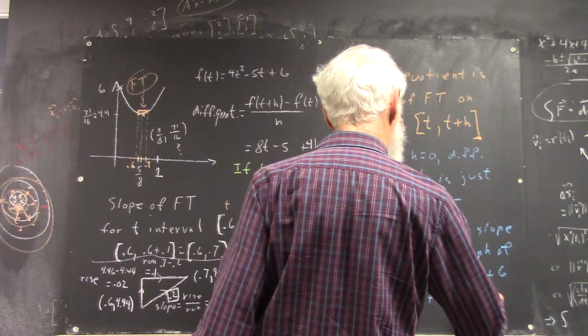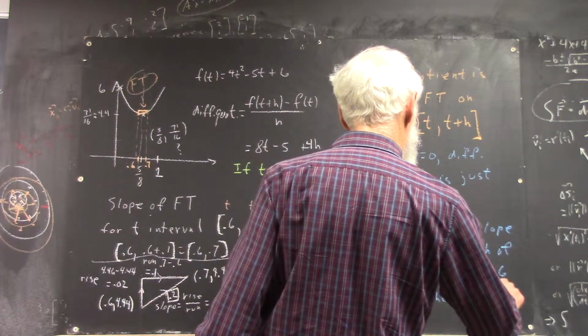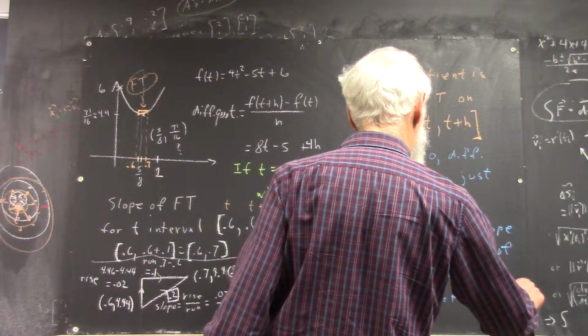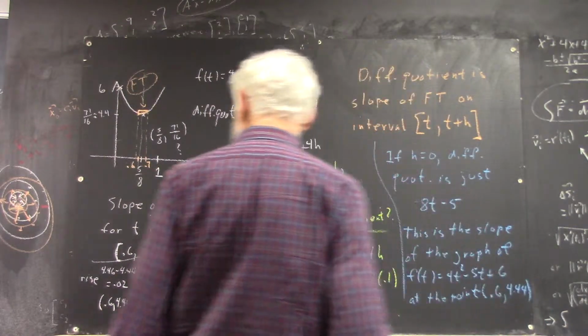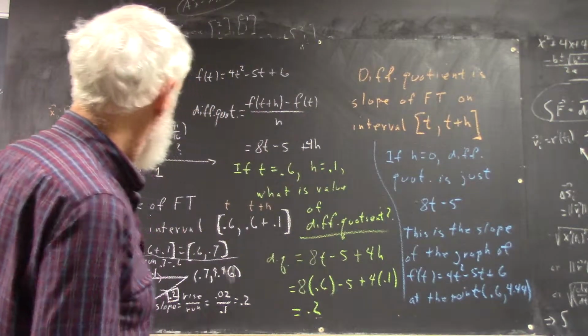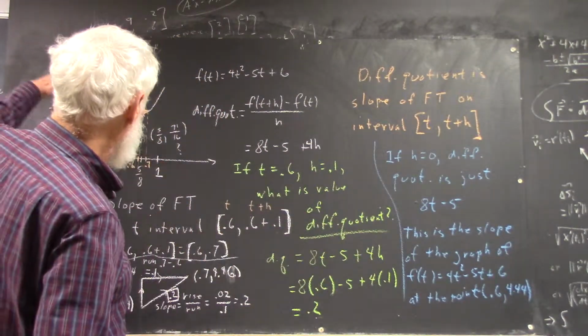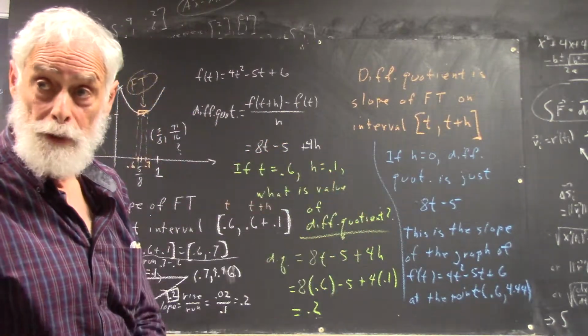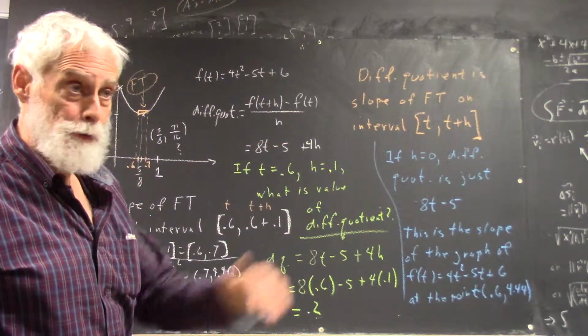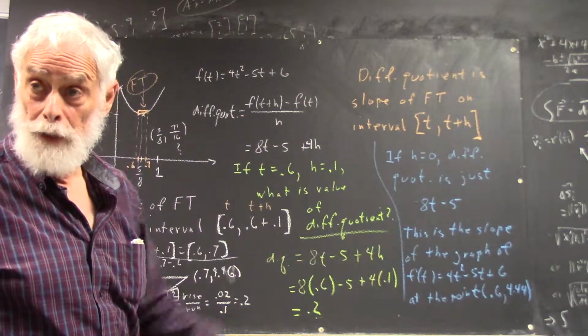At the point 0.6, 4.44. So if I have an accurate graph and draw a slope of a tangent line at that point, we'll talk about what a tangent line is, which is a line that fits the slope of the graph at that point.